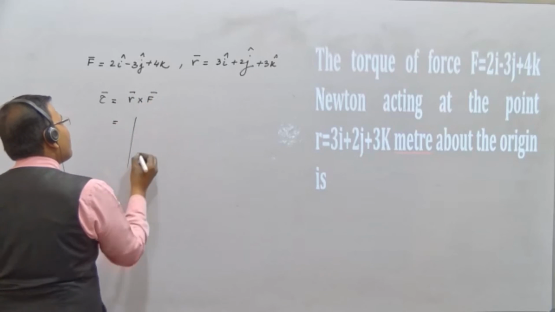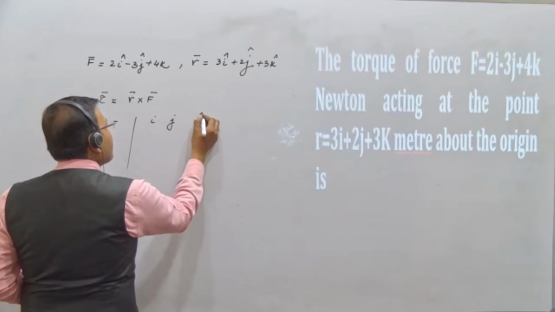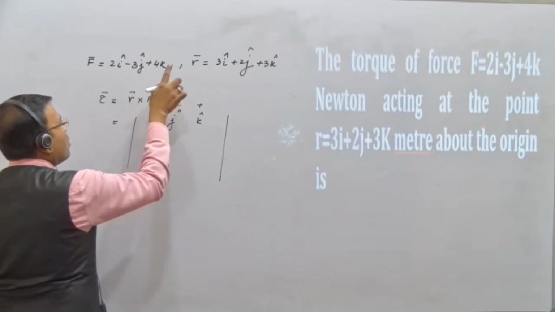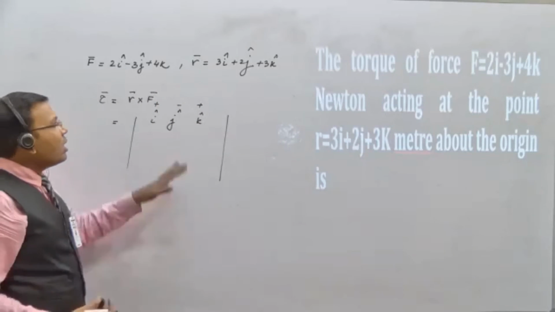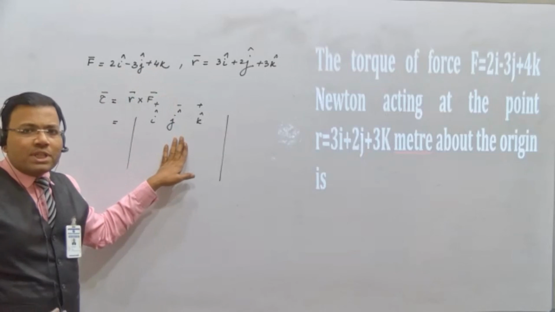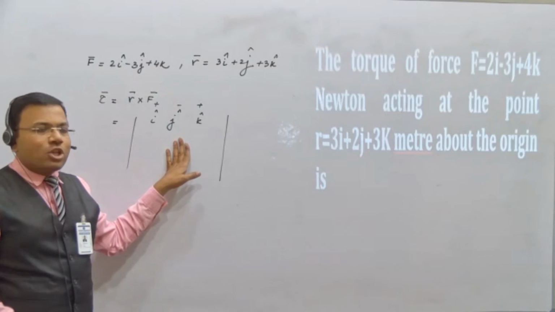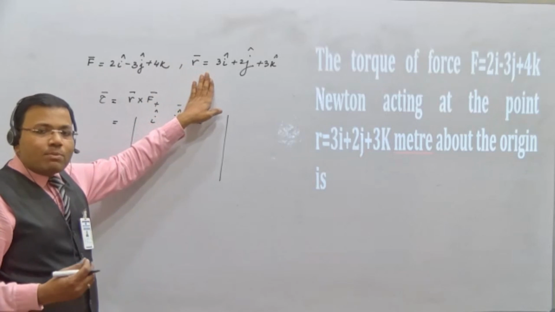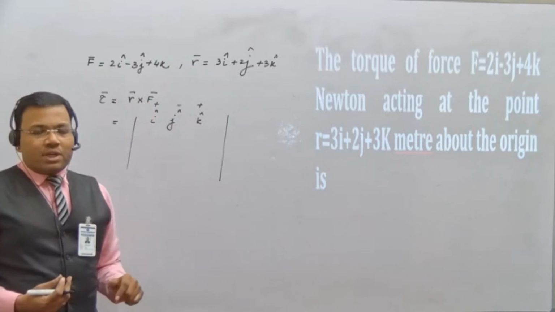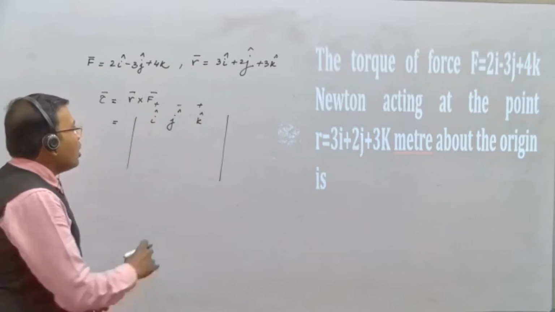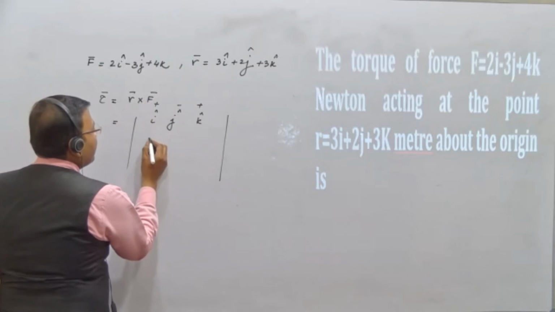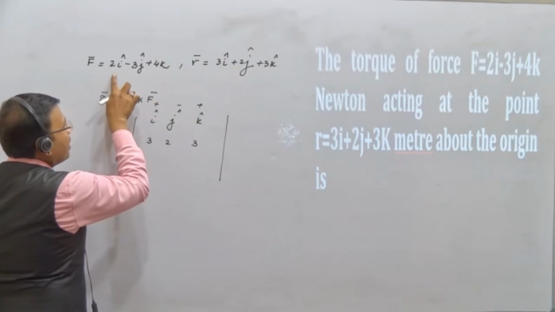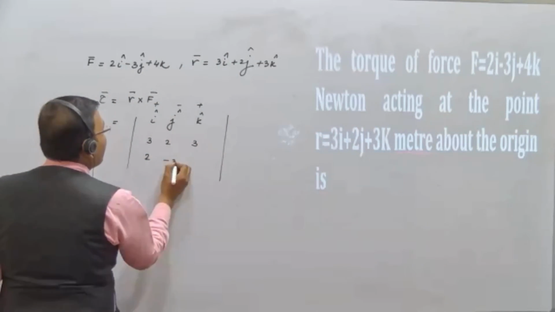Again, the general concept: i, j, k, with signs plus, minus, and plus. Generally students in a hurry mention F first and write the components of F first. No, you have to be very careful at this junction. No doubt F is mentioned first, then R, but as per our concept of torque, R cross F is there, that is RF sin theta. So first R, here we write 3, 2, 3. Then for F, it is 2, minus 3, and 4.